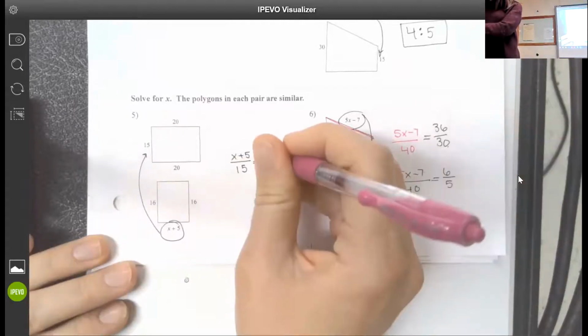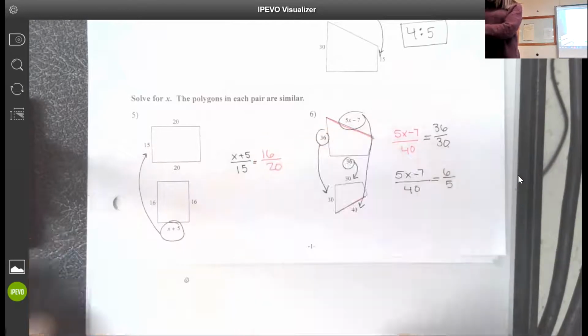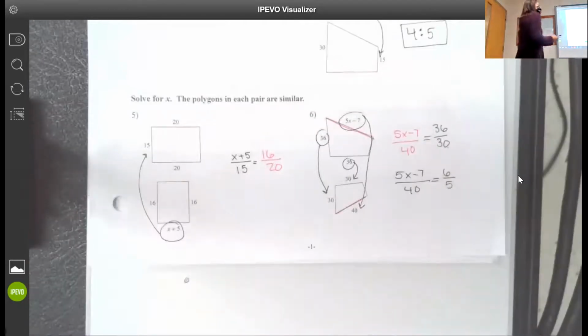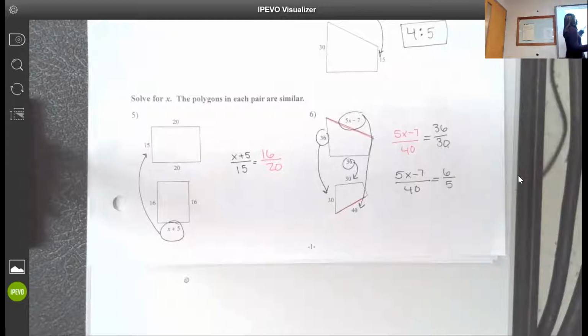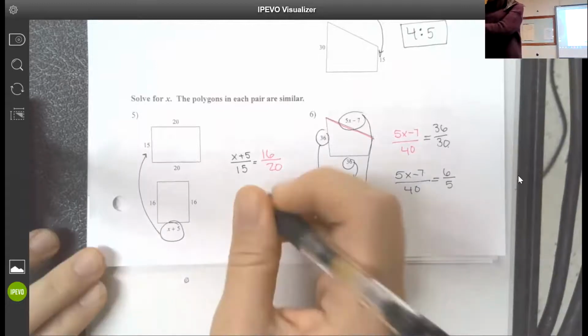And then again, I don't want to multiply 16 and 15 together. If I cross multiply it as is, I'd have to deal with some stuff. So I'm going to reduce this, if I can reduce it, which I can. What is 16/20ths reduced to?